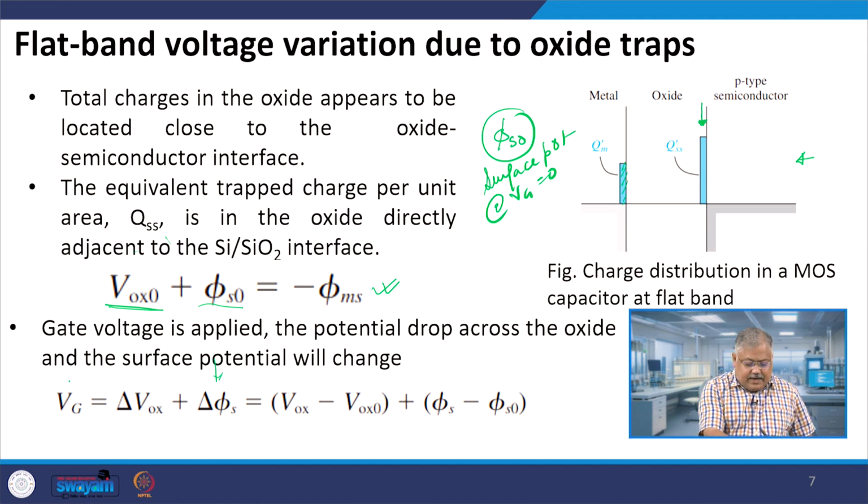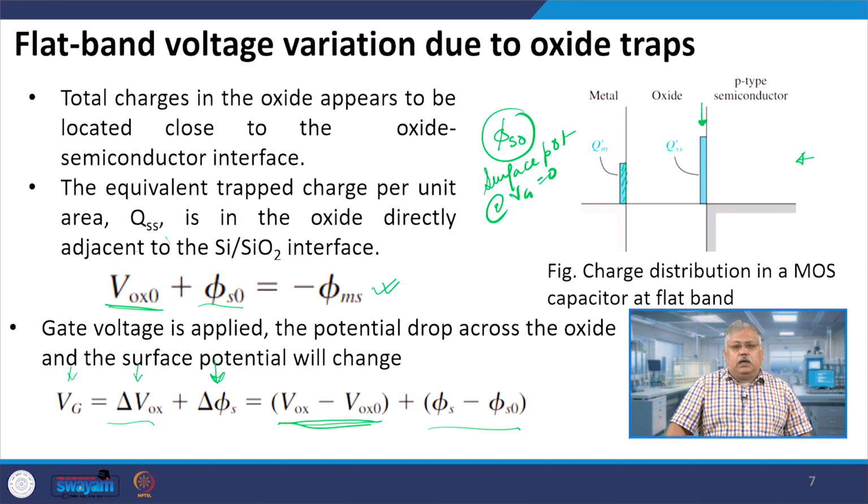So when you give an external bias, that external bias changes your del Vox and changes your del phi s. So del Vox is what? The final Vox minus the original one when Vg was equal to 0, and phi s minus phi s0 gives you the value of del phi s. So only these two components of the total potential will be responsible for the change in the MOS capacitor in flat band.